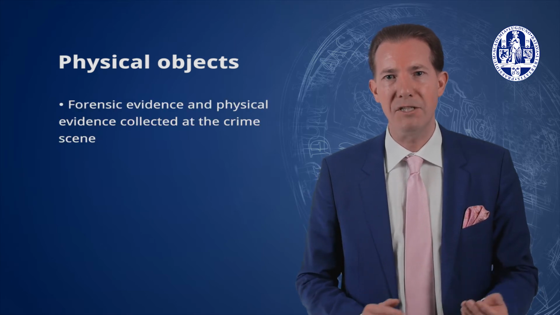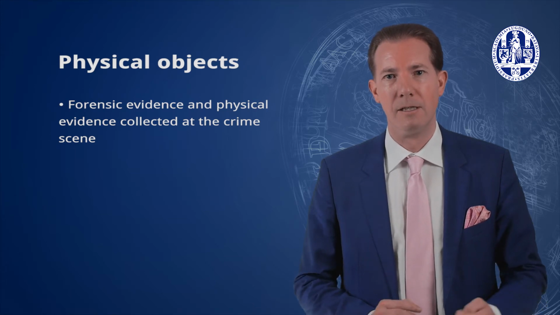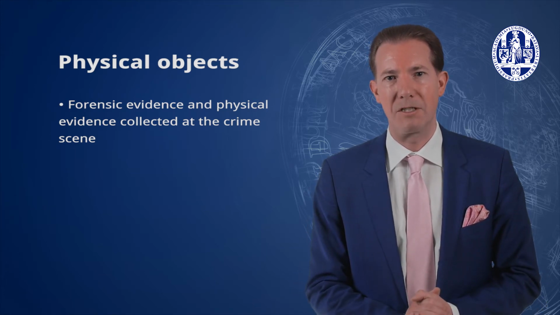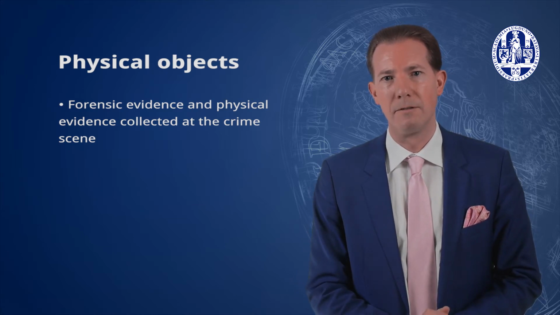A third category of evidence is physical evidence. It includes, for instance, forensic evidence and physical objects collected at the crime scene. Crimes are further increasingly documented through the use of new technologies such as mobile phones.